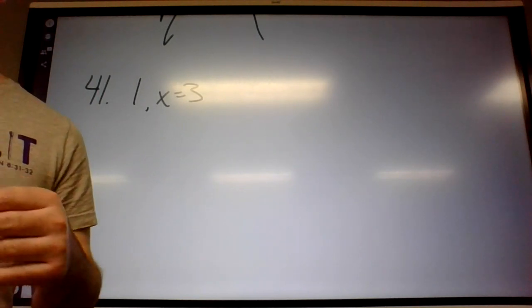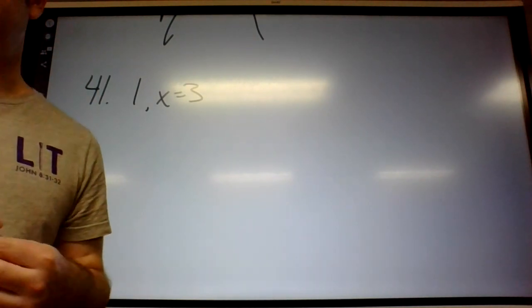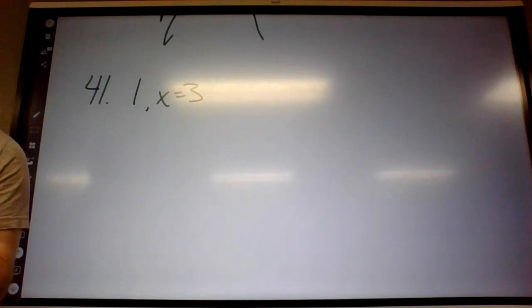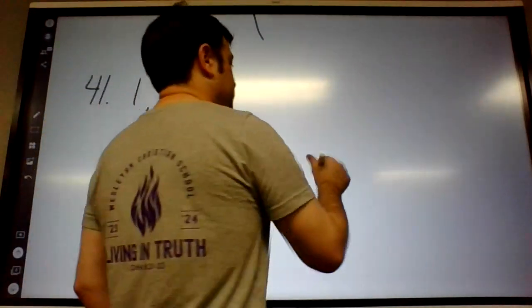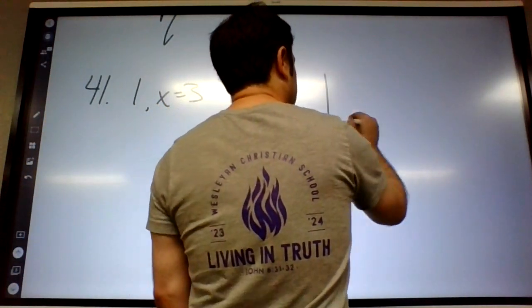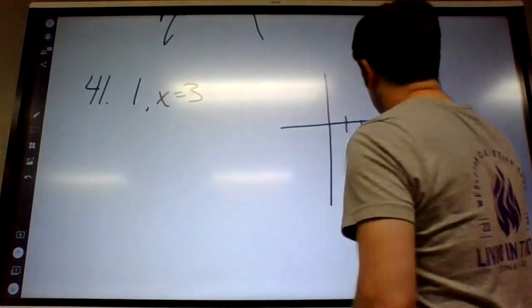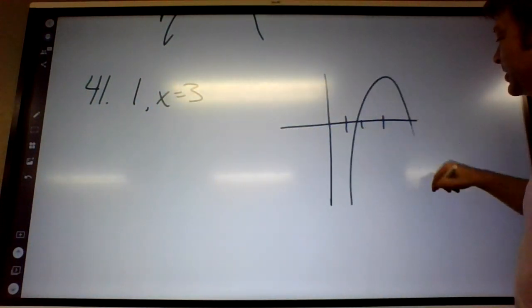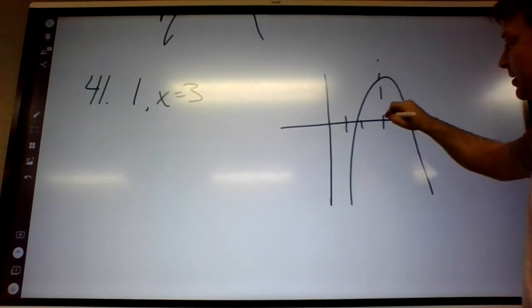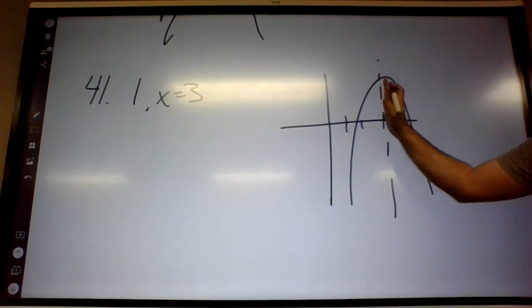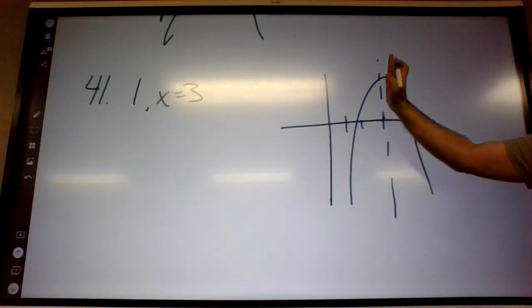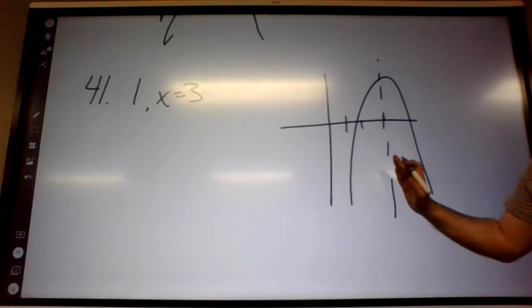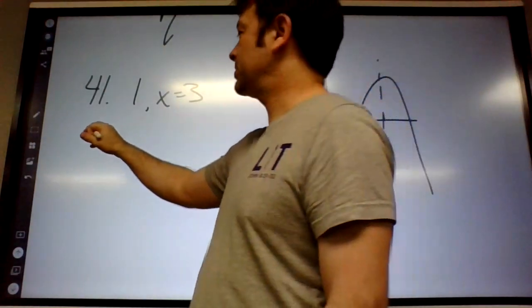Okay, on 42, what's the equation of the line of symmetry? You guys remember what the line of symmetry was? Right, a line down the middle. So on this one, the middle is right in here. So what's the equation of this line? X equals 3. Yeah, so it kind of looks like 41.